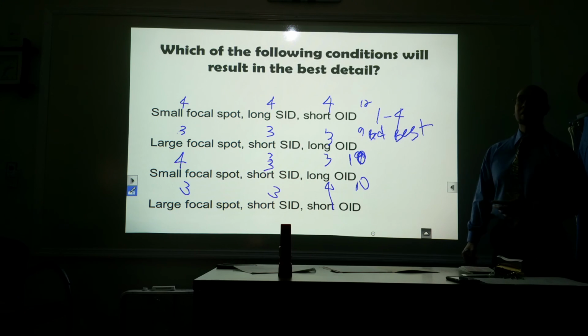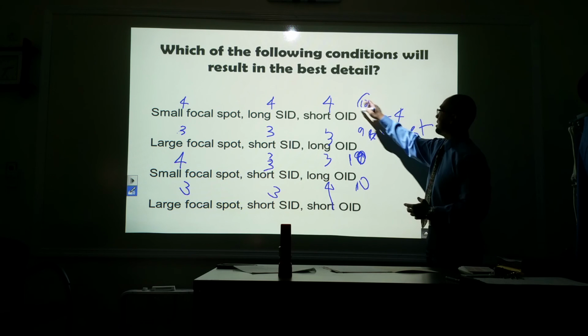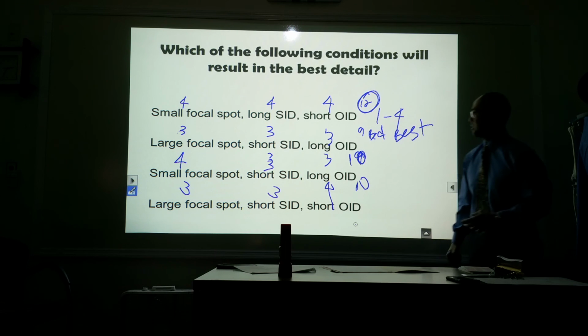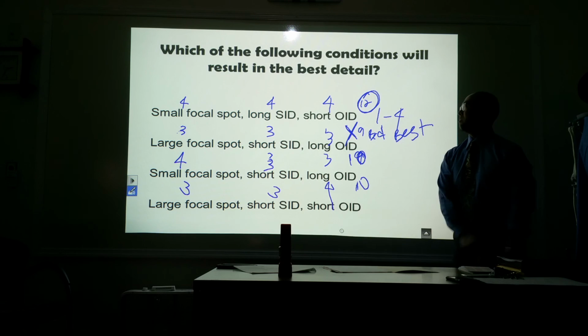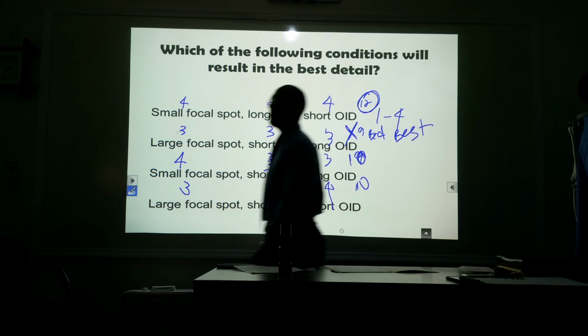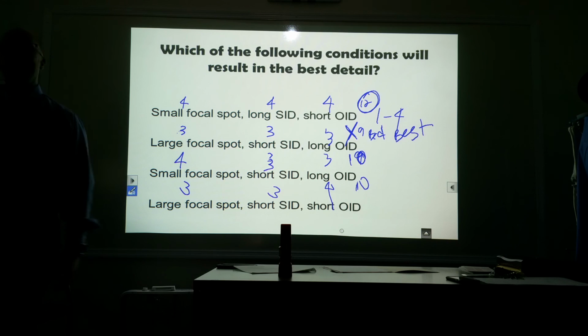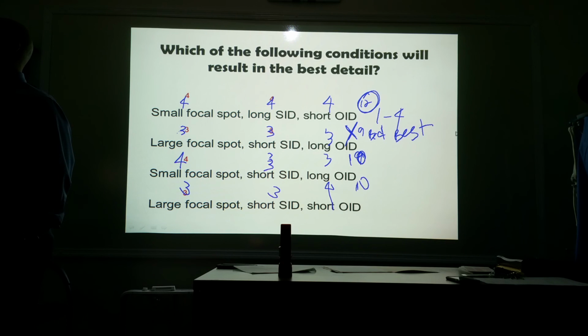So which is going to give us the best detail? The first one. Okay. So this is going to give us the best detail. What's going to give us the worst? Second one. This is going to give us the worst right here. Okay. You guys know how to do these now, right? And then, I think there's, oh, the numbers are right here.